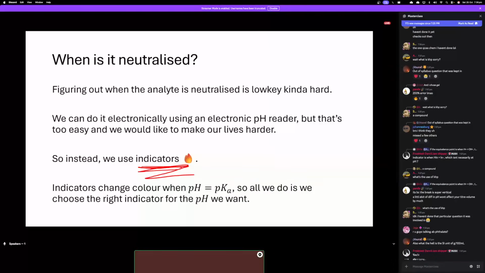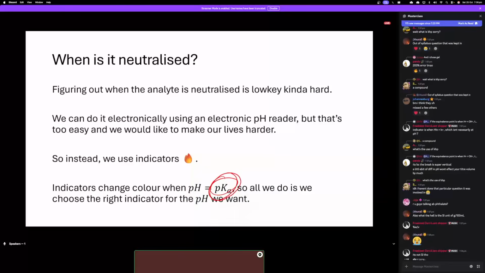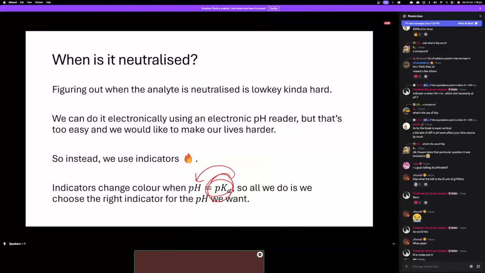And we will choose an indicator such that the pH equals the pKa, which we figured out earlier, remember? We said that the color change of an indicator occurs when the pH is equal to the pKa of the indicator, right? So we choose the right indicator for the pH we want.